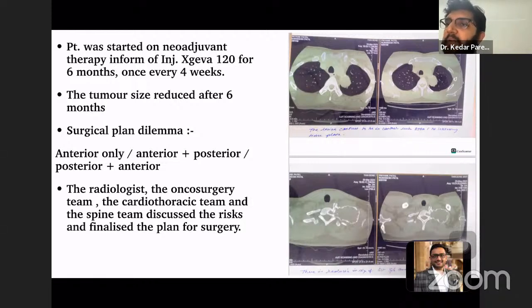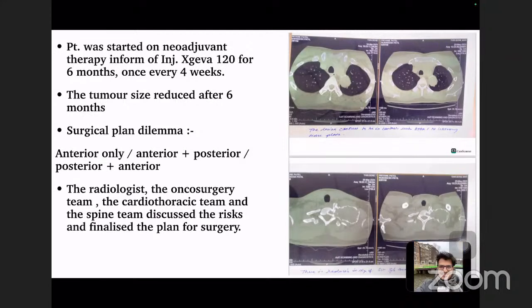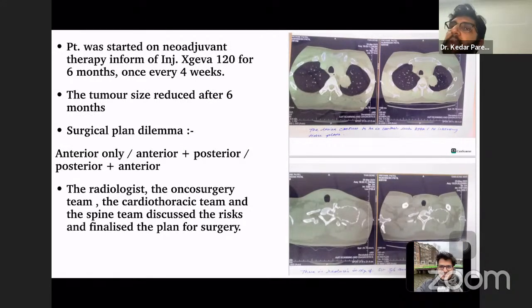So both CT cuts I have put next to each other. You'll be able to see on the lower part of the slide. The tumor did shrink in size significantly, which was verified by the radiologist at that time. At this point, we actually had a chance to operate on the tumor. So at this time, we kicked in our other teams at Jupiter Hospital and brought them into the picture. So the radiologist, the oncosurgery team, the cardiothoracic team, and our team sat together and decided how to approach the tumor.